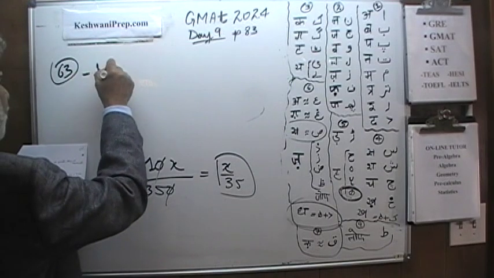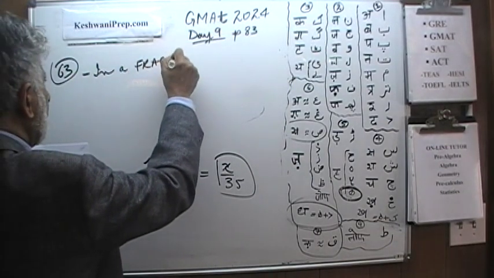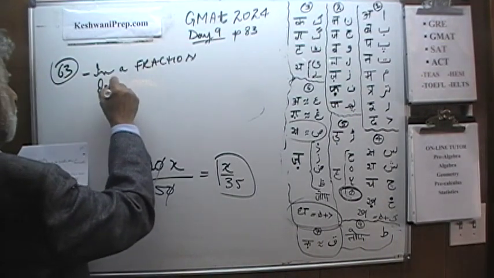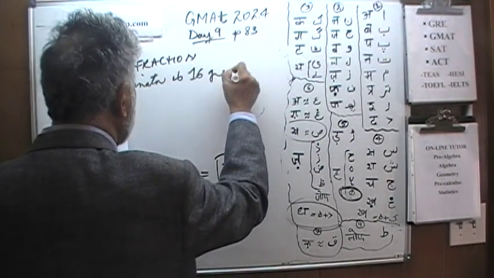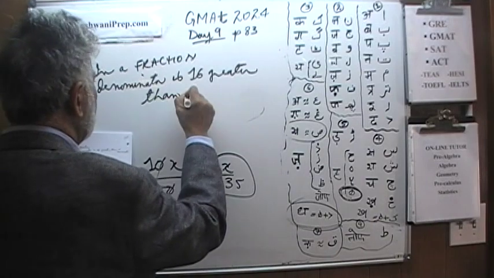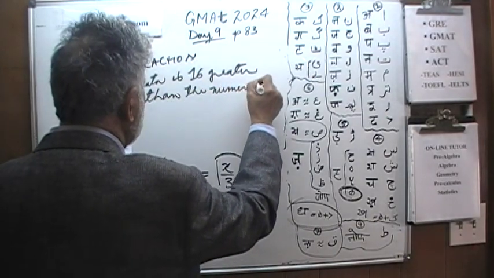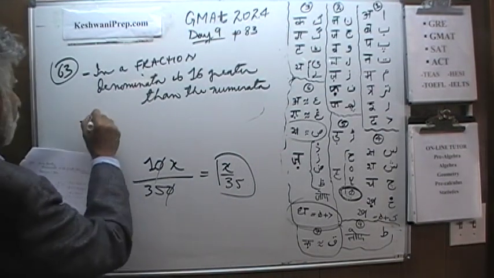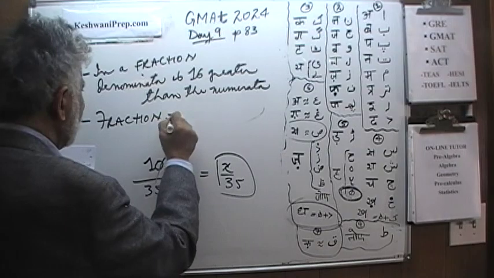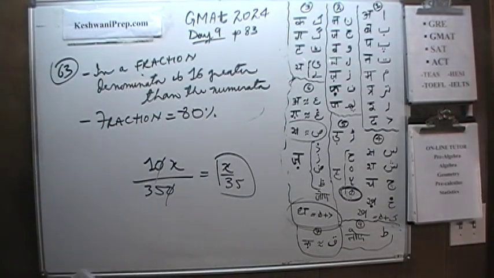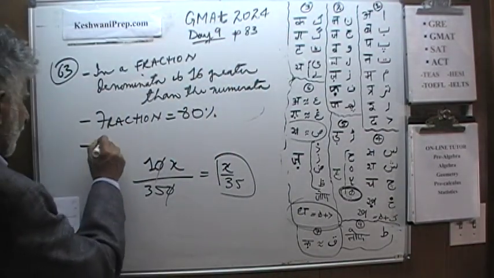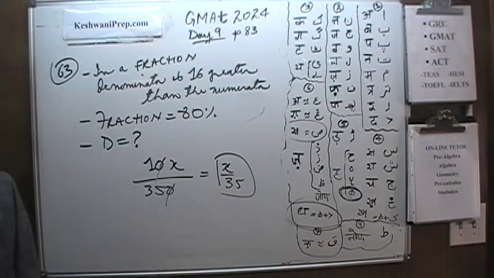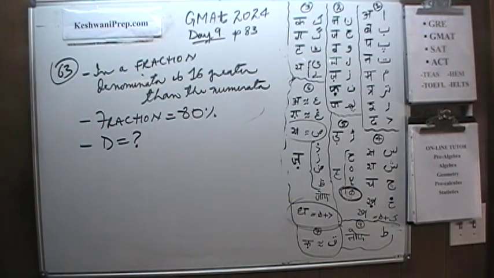In 63, we are told that we have a fraction. In the fraction, we are told the denominator is 16 greater than the numerator. We are also told that the fraction equals 80%. The fraction represents a quantity which is 80%, 8 over 10. The question simply is, what's the denominator? What's the denominator in order for this to be true? Again, do it yourself while I take a sip.